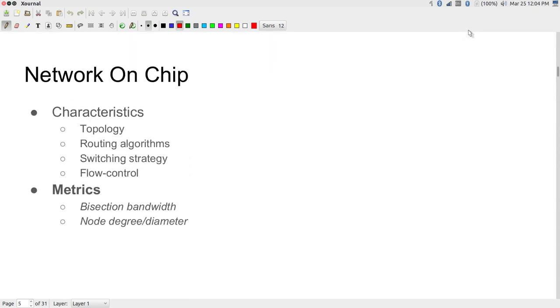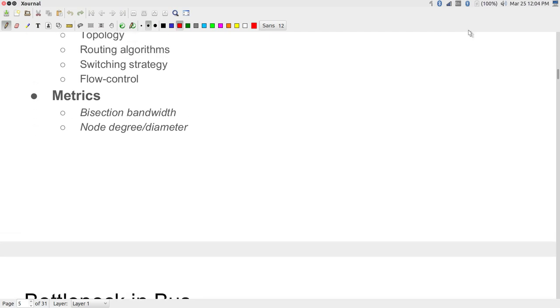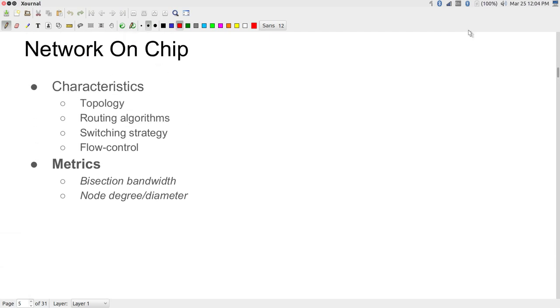Let's go a bit further and understand what are some metrics that we might use in order to actually quantify what the usefulness of a particular topology is. So in particular, there are a few different terms that come up. One is called the bisection bandwidth. There are other things called the node degree and the node diameter, which we will go into in a little bit more detail now.